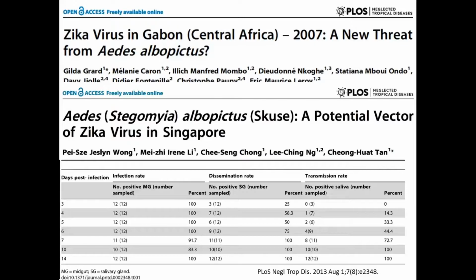And there's been some vector competence studies done in Singapore here at the bottom. It's only a small sample size, but they tried to infect 12 Aedes albopictus. And by day 14, 100% were infected and were excreting the virus in their salivary glands, so they're indicating that they not only get infected, but they can transmit the virus.